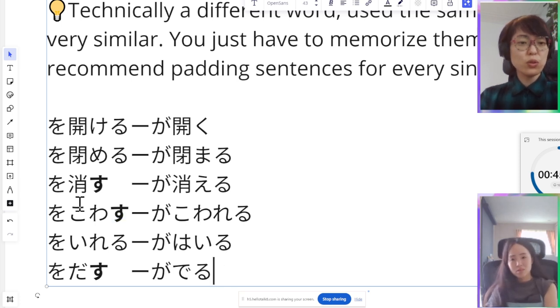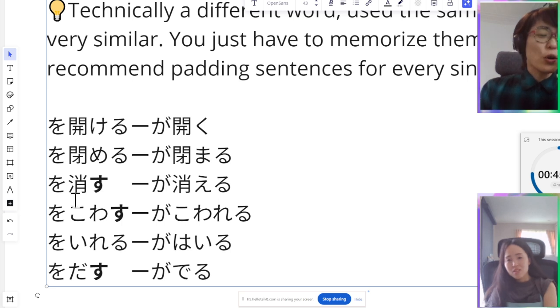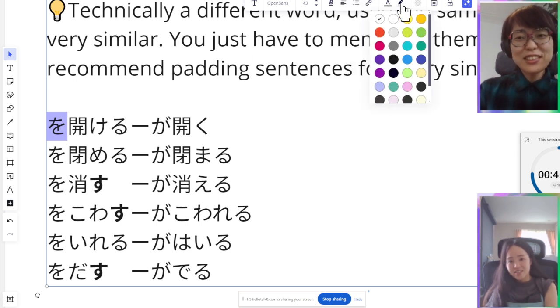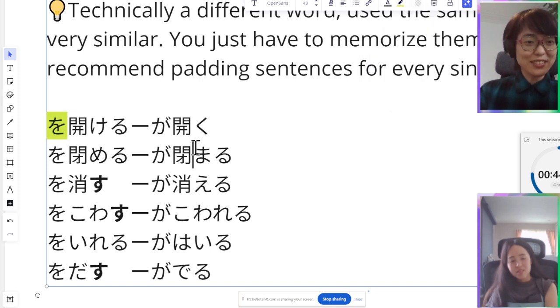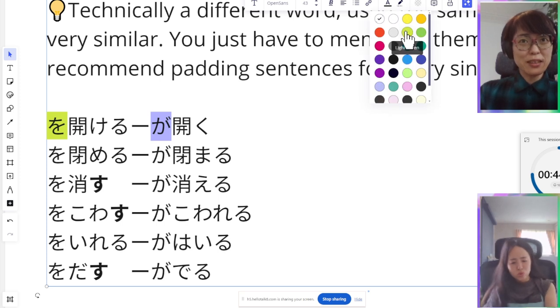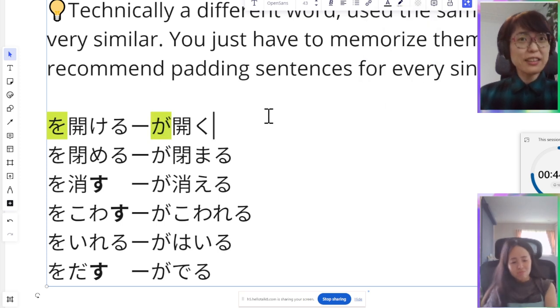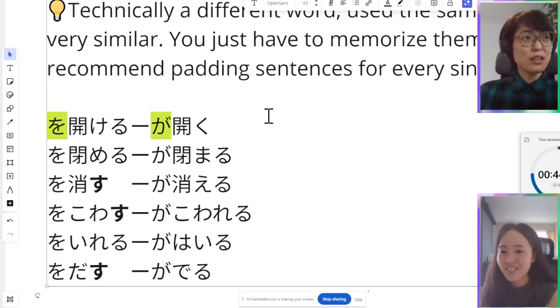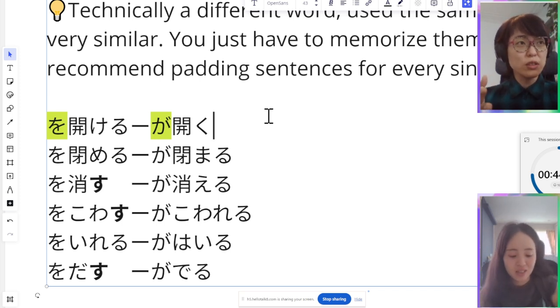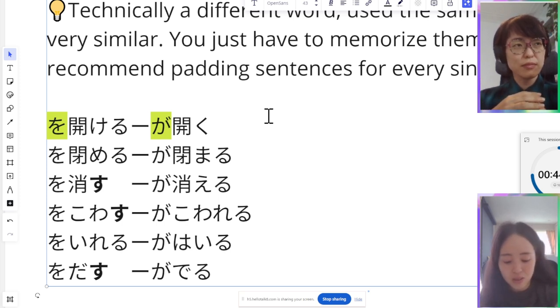When the verb ends with す, it's transitive. It's always transitive. If a verb ends with す, it's very, very unlikely it can be intransitive. Not always. Tell me the exception. A verb that ends with す but is intransitive.